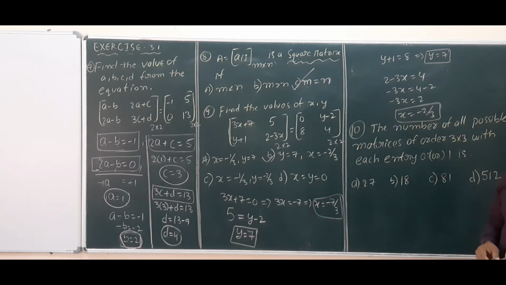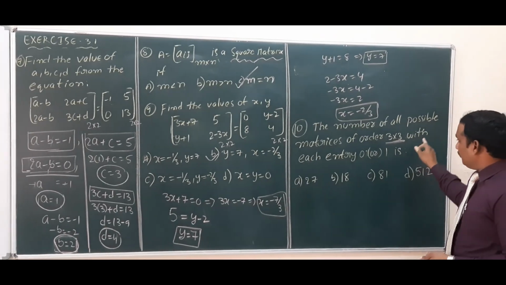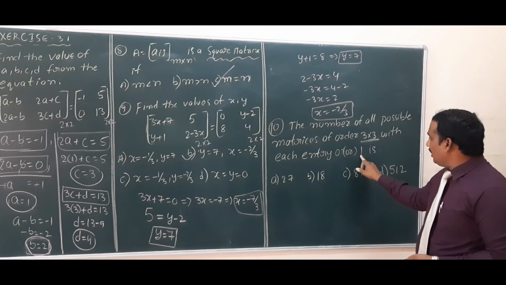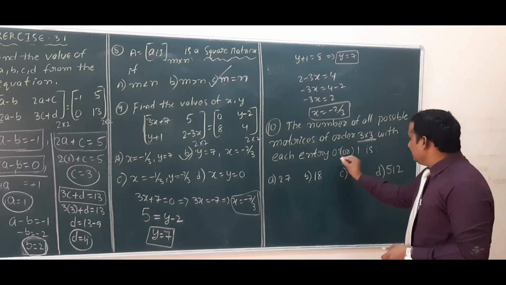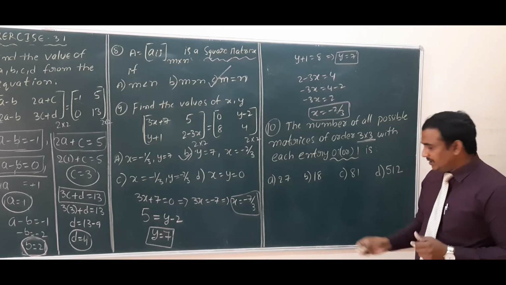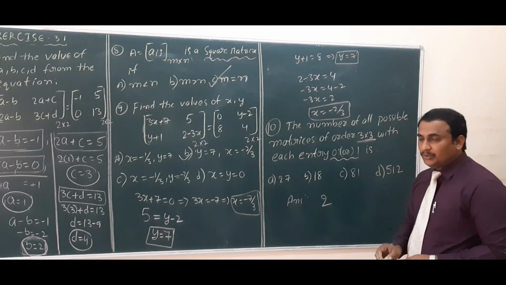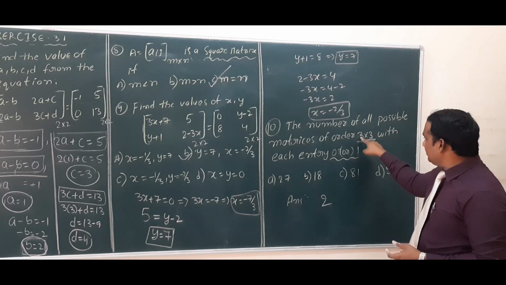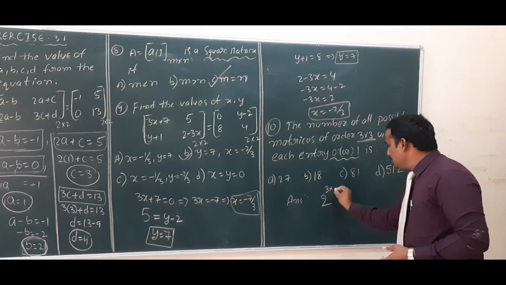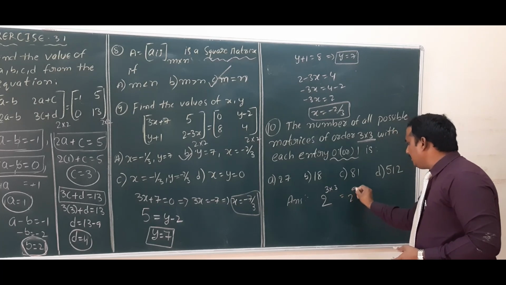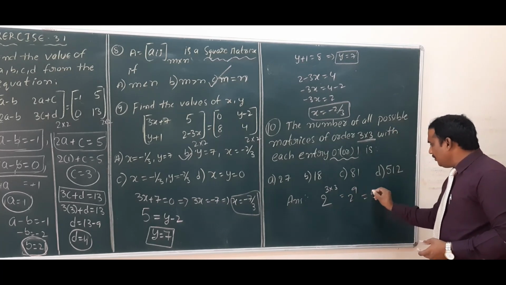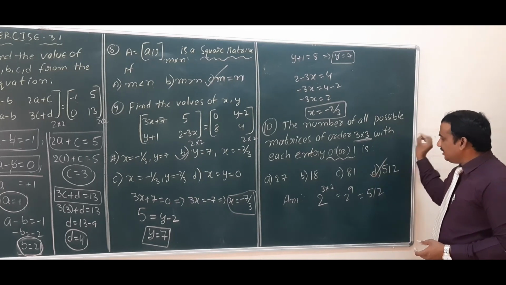Next one, 10th one. The number of all possible matrices of order 3 by 3. Here 3 by 3 means total elements are 9. With each entry 0 or 1. Here they are given 0 or 1, 2 entries. That's why 2 power. Order is 3 by 3, so 2 power 3 by 3, that means 2 power 9. 2 power 9 is 512. Option D is the answer.